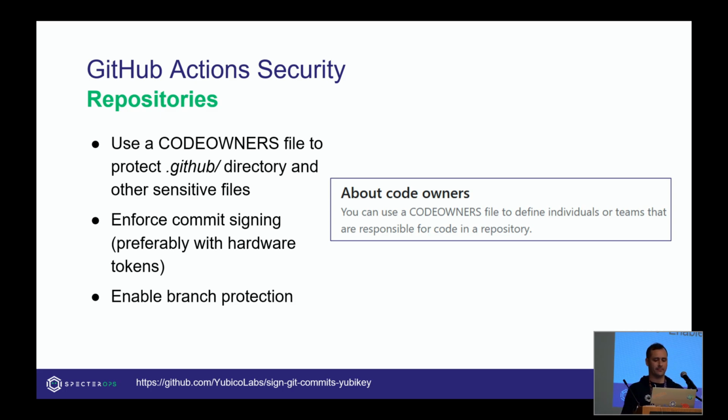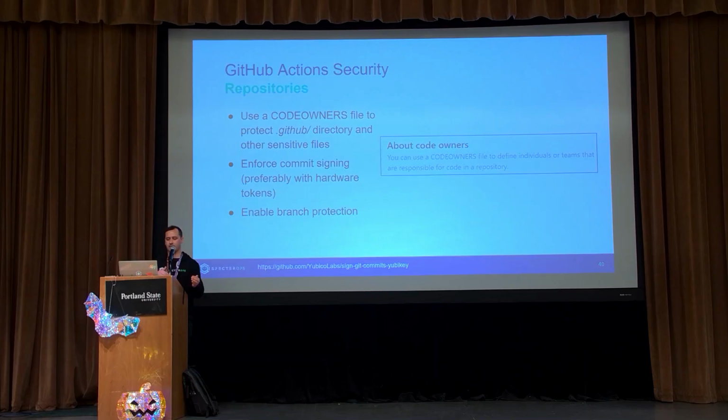We'll get there. Okay. So for repositories, I recommend using a code owners file, and this is going to be similar to a git ignore file, but this basically is saying this repository is owned by, or this folder or file is owned by a specific user. We can add specific folders into there which require approval, so even internal employees can't actually modify files in certain places. Then enable branch protection, which will get you commit signing.